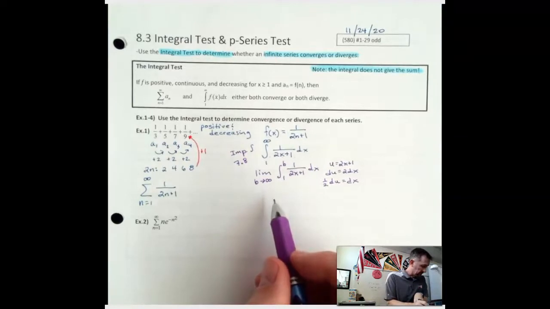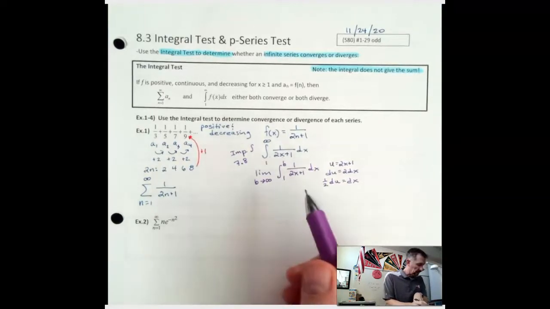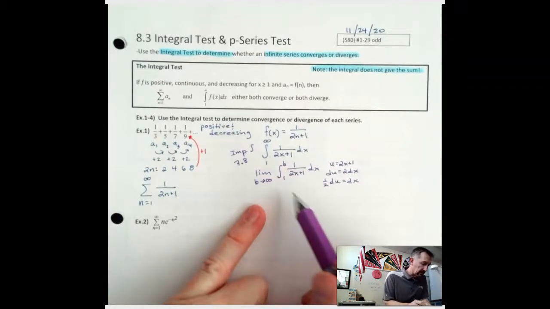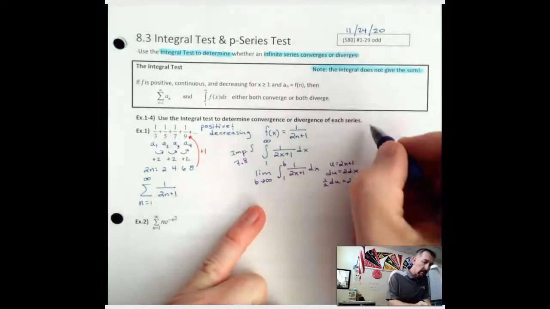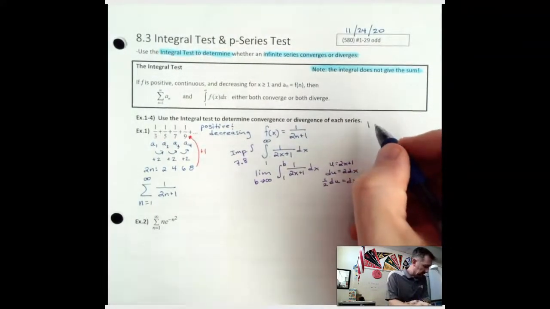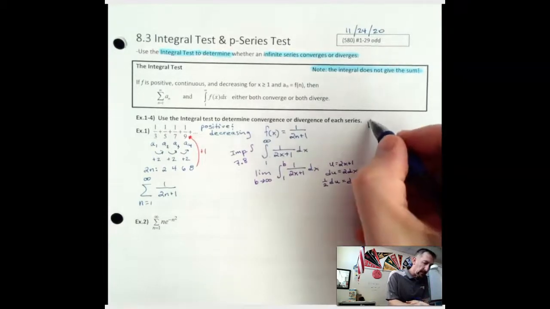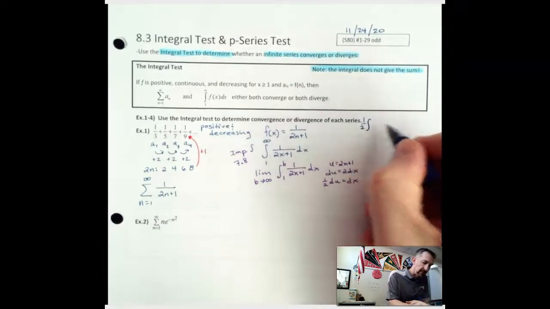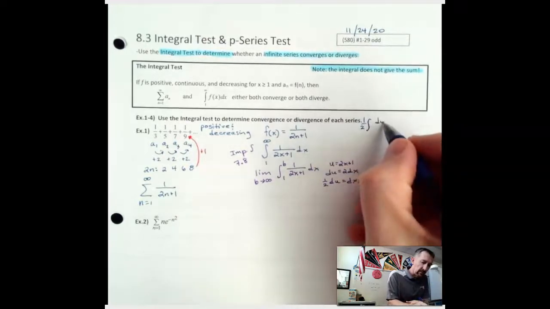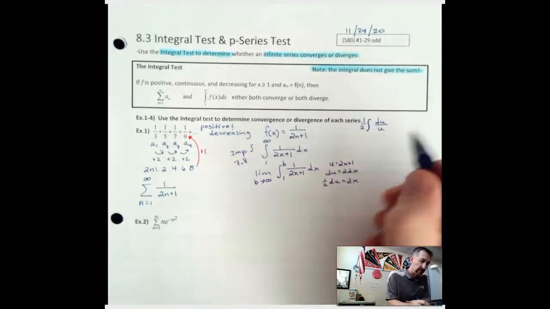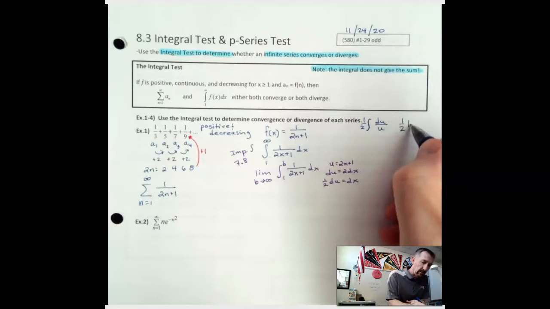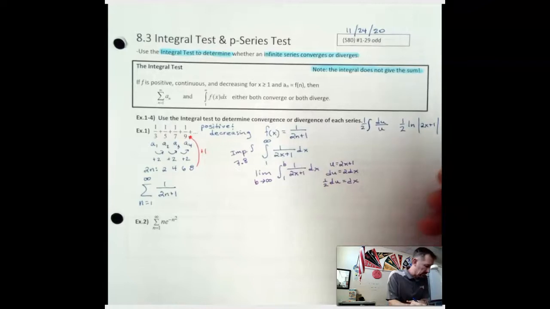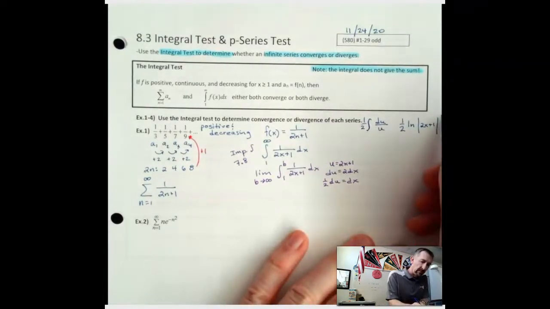Alright. So if we switch that up, that's going to be the limit. Let me write the integral over again. So 1/2, and then that's going to be du over u. So that's going to give us 1/2 the natural log, and then we can substitute that back in. So that would be 2x plus 1 from 1 to b.